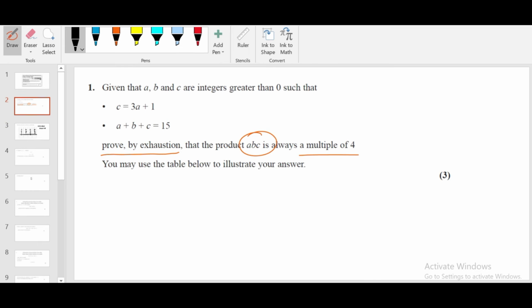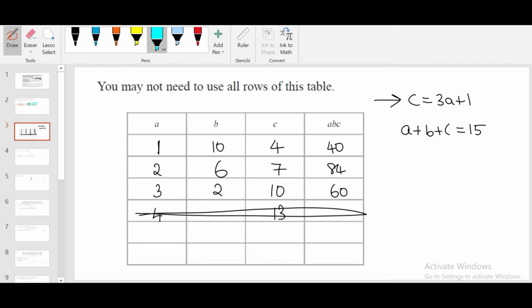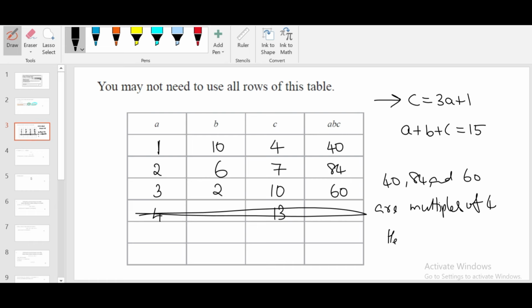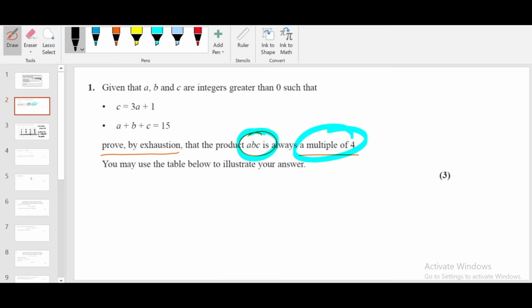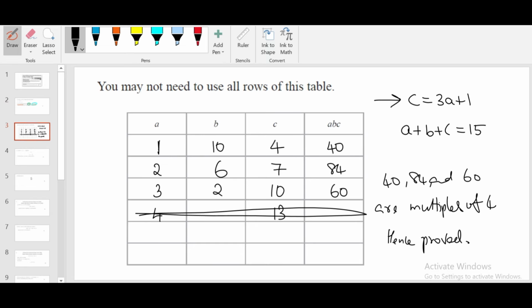Now what we need to prove? We need to prove that the product ABC is always a multiple of 4. So you can just write 40, 84 and 60 are multiples of 4. Hence proved. That's all. In recent times they started asking these types of questions. Okay, that's proof by exhaustion. Question number 1 is over.